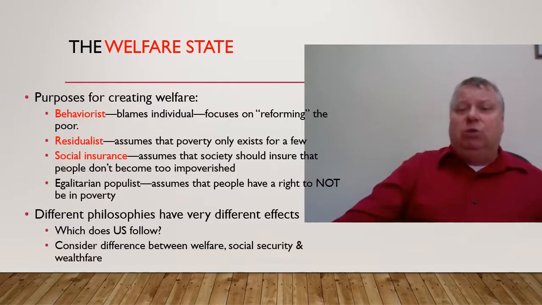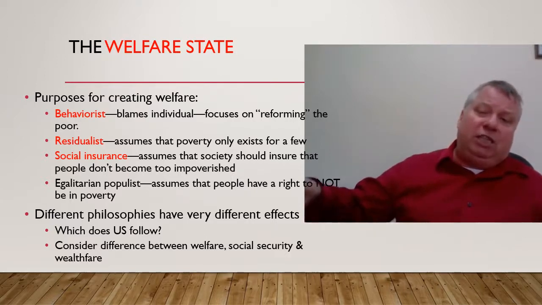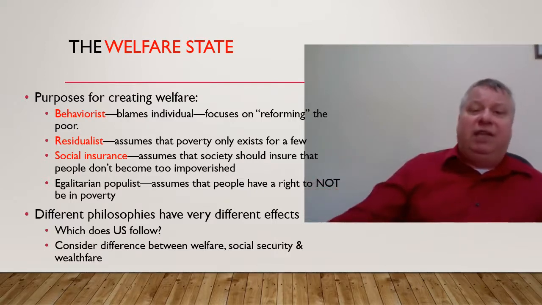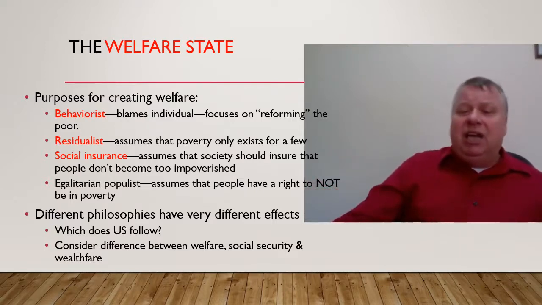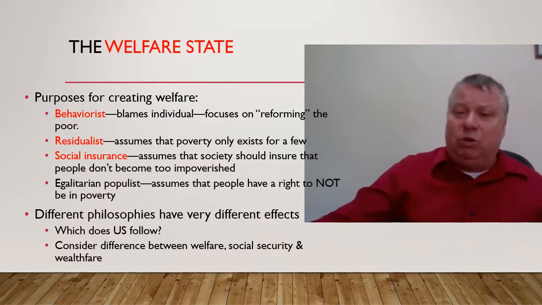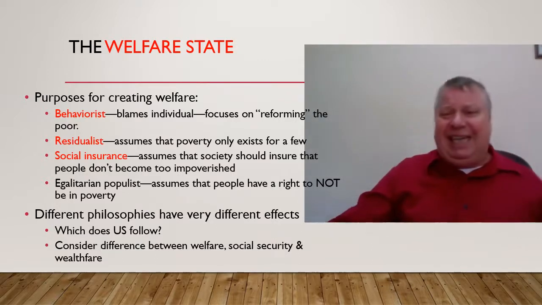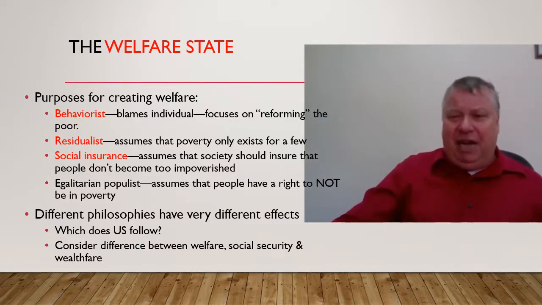Social insurance is at a level between functionalism and lower-level conflict theory. It basically says that, okay, some poverty is okay, but we want to make sure people don't become too impoverished. So you should not have large pools of poverty, large pools of inequality, because this is going to create social problems like disease and things like that, and maybe revolution, right?